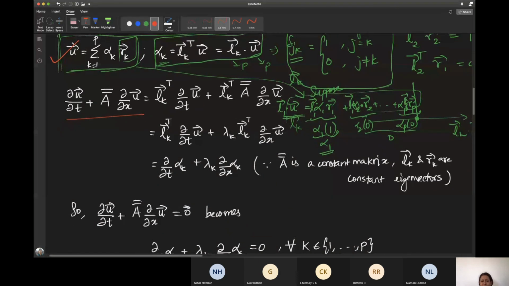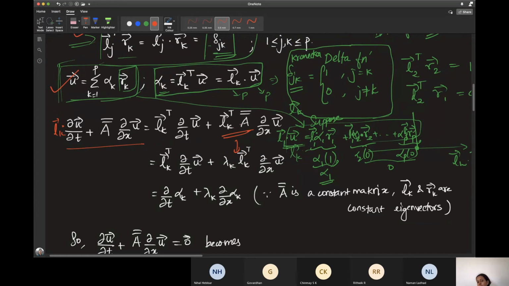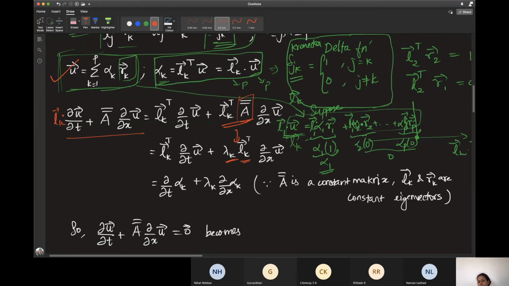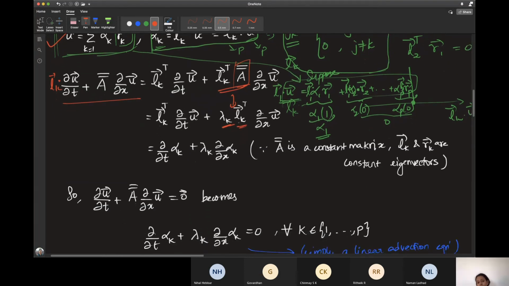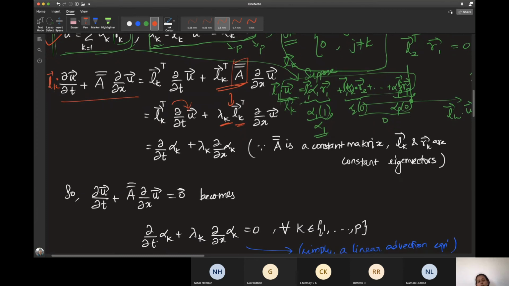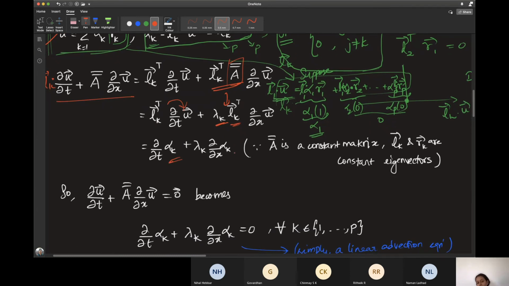So to that you just do a dot product of this system with the Lk vector. So that becomes Lk transpose into U. Now Lk transpose into A vector is lambda k Lk transpose. This is because Lk is an eigenvector for the matrix A. So you get the eigenvalue corresponding to that eigenvector and the eigenvector itself. Now you take Lk transpose inside this and do the dot product, you get alpha k.